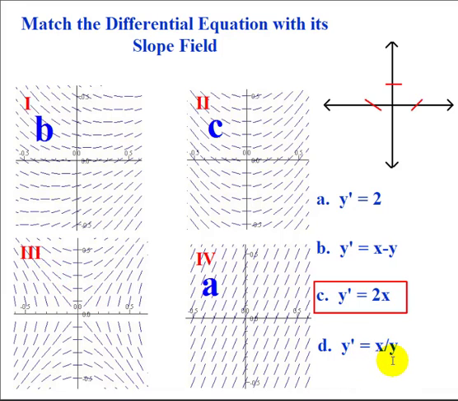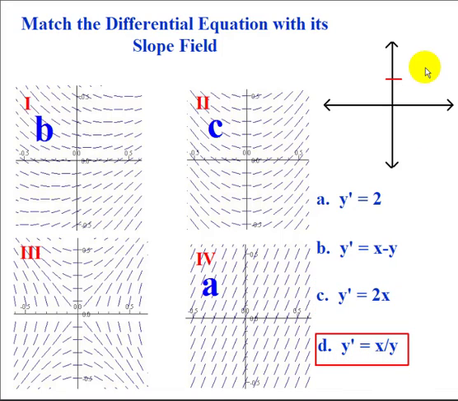Part D, we have x over y is y prime. So if x is 0 and y is positive, you get 0. So that tells us it's horizontal, and that matches number 3. If y is 0, then we get an undefined slope, and that gives us a vertical line. So I draw a little vertical line segment, and we can see that on the x-axis we get little vertical line segments. And then finally, on the negative x-axis, also y is 0, and we get more vertical line segments.